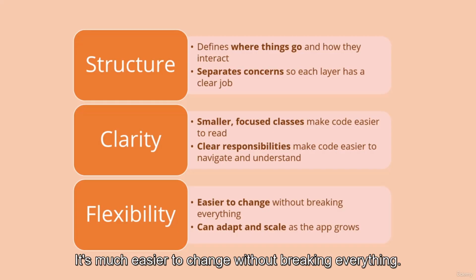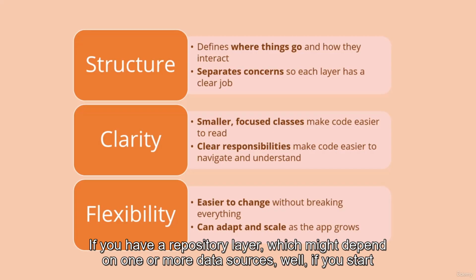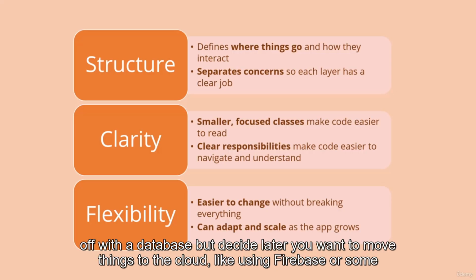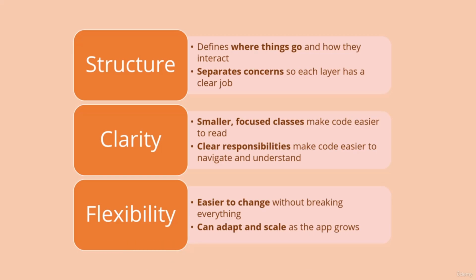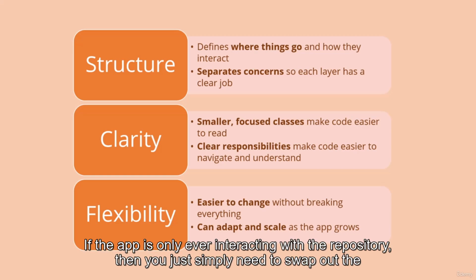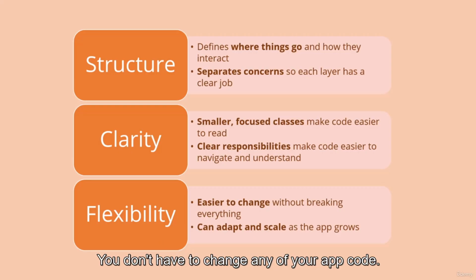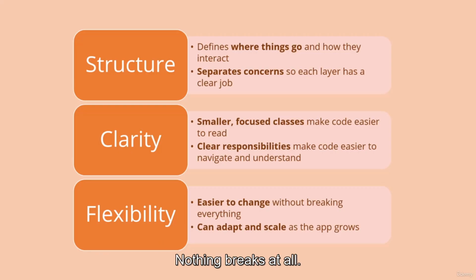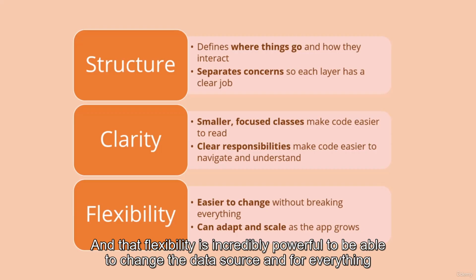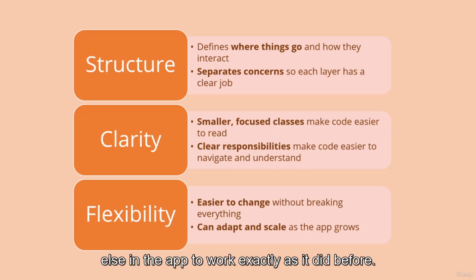It's much easier to change without breaking everything. If you have a repository layer, which might depend on one or more data sources, well, if you start off with a database but decide later you want to move things to the cloud, like using Firebase or some kind of web database, if the app is only ever interacting with the repository, then you just simply need to swap out the data source in the repository. You don't have to change any of your app code. Nothing breaks at all. And that flexibility is incredibly powerful, to be able to change the data source and for everything else in the app to work exactly as it did before.